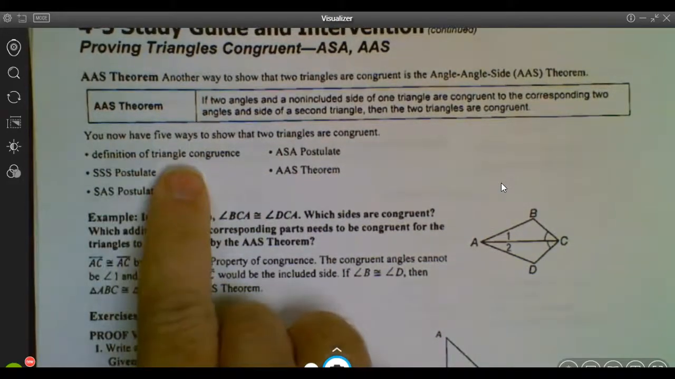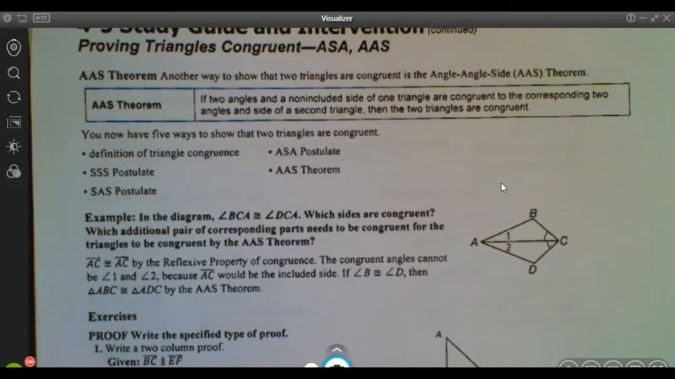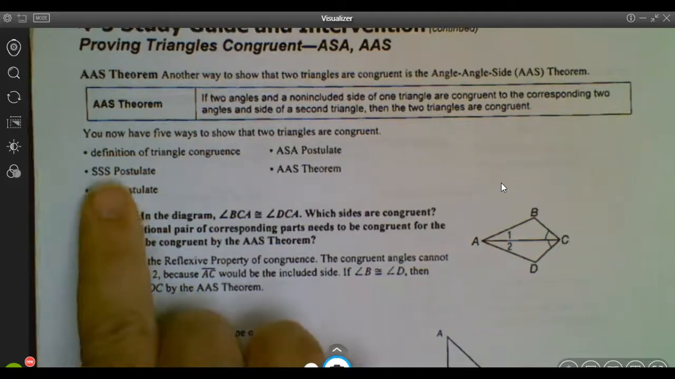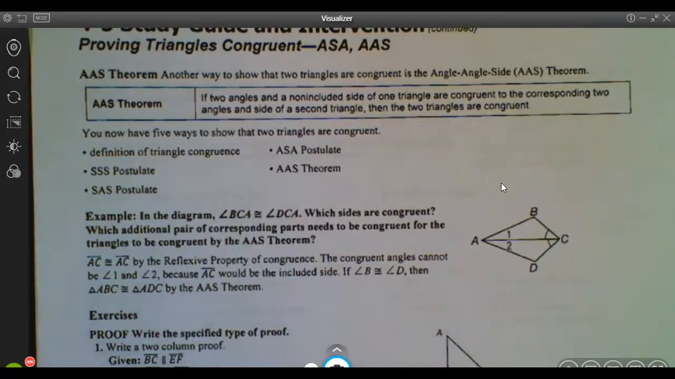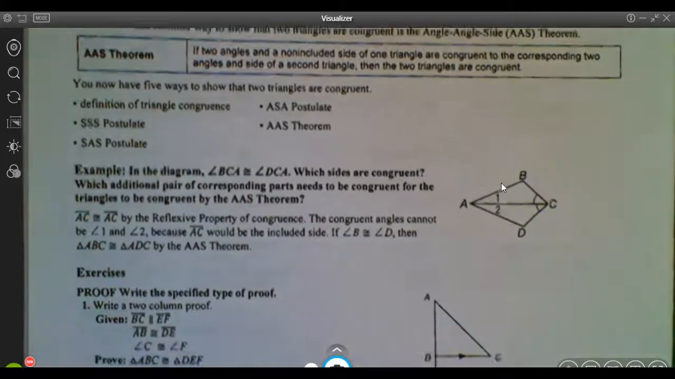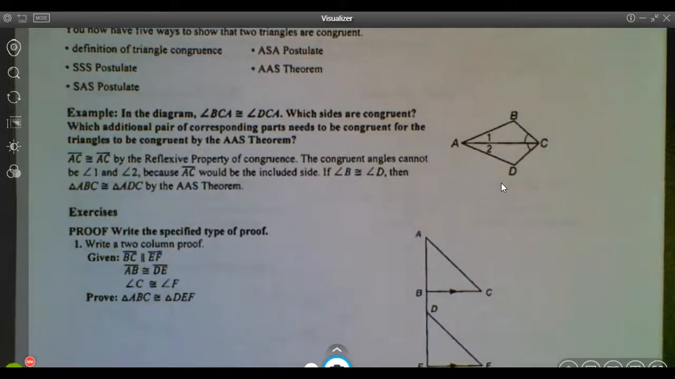The definition of triangle congruence was what we did at the beginning of this chapter, where we actually had to come up with all 3 angles and all 3 sides to show that 2 triangles were congruent. But as we moved on beyond that, we were then introduced to these 4 shortcuts that we're actually going to be using. We'll never really use definition of triangle congruence to prove 2 triangles are congruent, because we have shortcuts. These 4 shortcuts that you see on this page are what we would be using. So take a look at this example that they have for you.